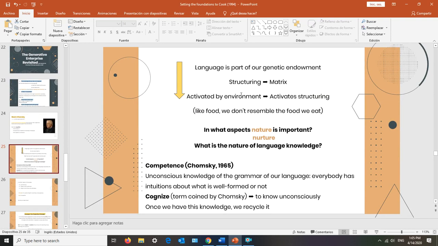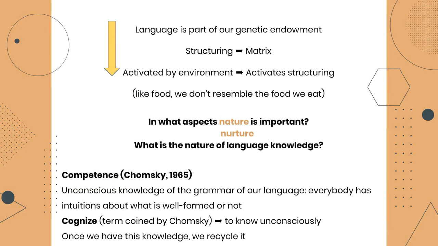So, revision again of material presented before. Language is part of our genetic endowment. There is this matrix that we're born with, which is activated by the environment. It activates the structuring that we will associate with Spanish or English or Chinese or the language that we're born into.